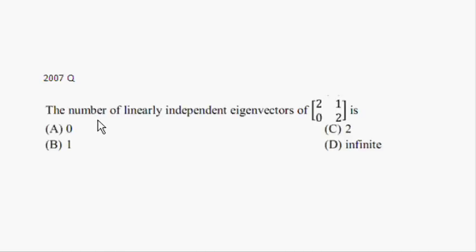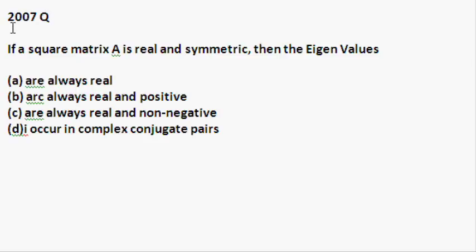This is a 2007 question. The number of linearly independent eigenvectors of this matrix is what? First remember one formula: the number of linearly independent eigenvectors is always equal to the rank of the matrix. So here, the rank of this matrix: the determinant value is not 0, because 2 into 2 is 4. So the determinant value is not 0, so the rank is 2. The number of linearly independent eigenvectors is the rank of the matrix, and the rank is 2, so the correct answer is C, 2.